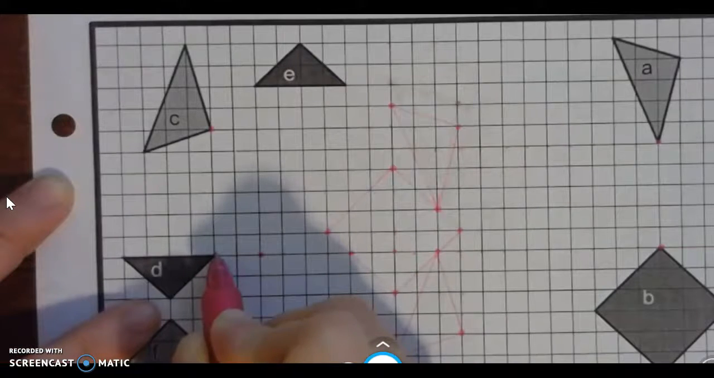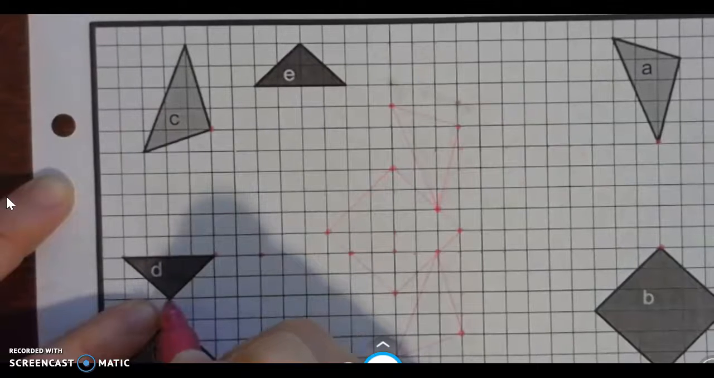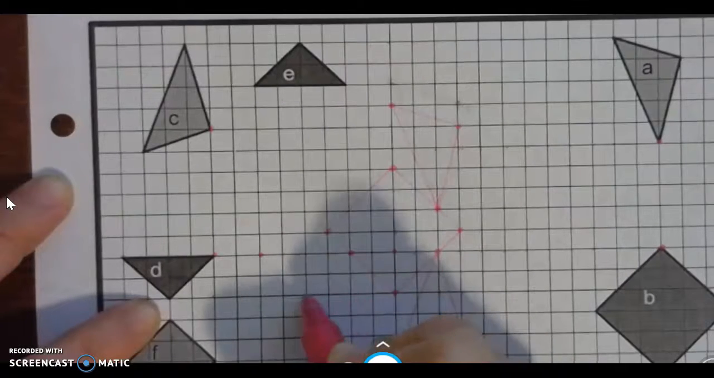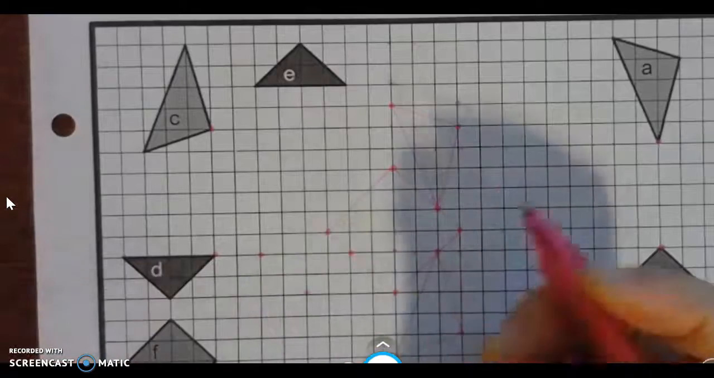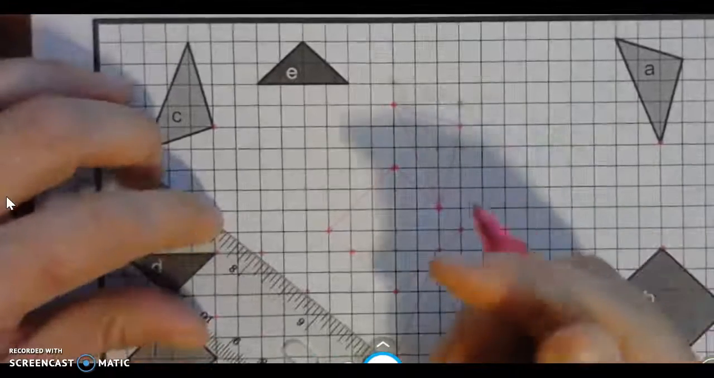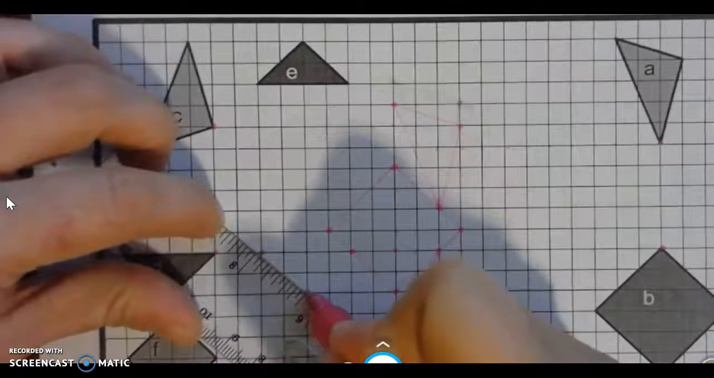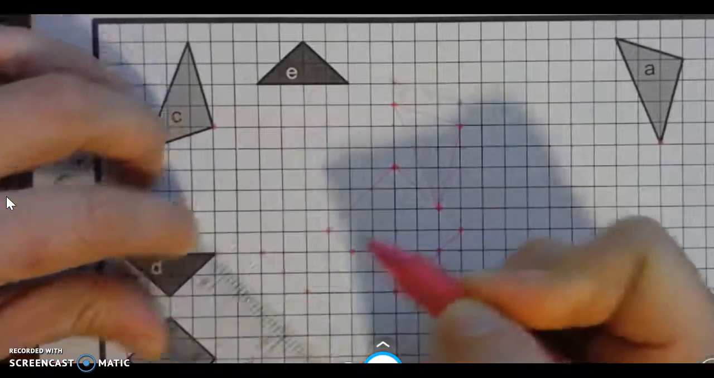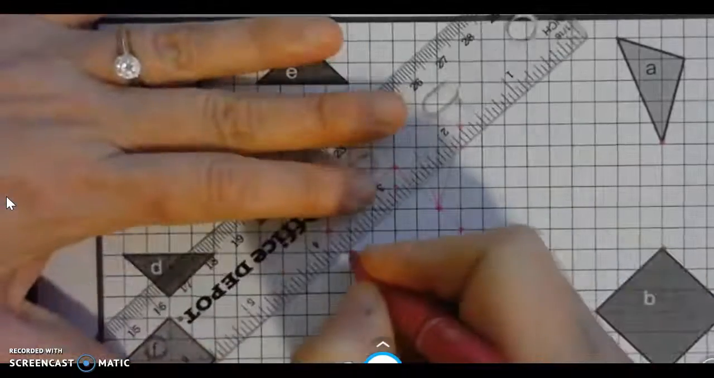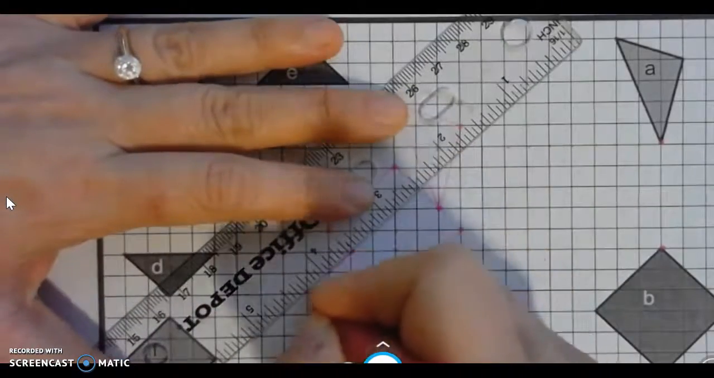Relative to this corner here, the bottom corner is 2 down and 2 to the left. Okay, so that's my D. And I have my triangle.